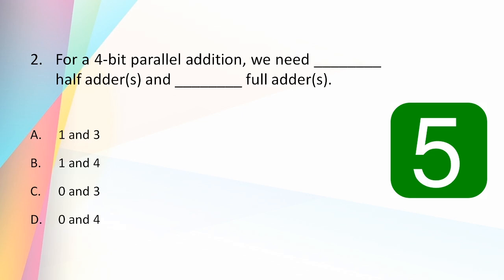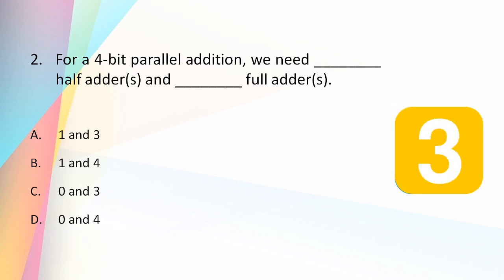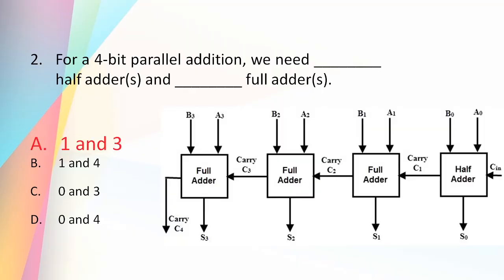For a 4-bit parallel addition, we need dash half adders and dash full adders. 1 and 3, 1 and 4, 0 and 3, 0 and 4. And the answer is 1 and 3. So basically a 4-bit parallel addition will require 4 adders, of which the lowest adder can be a half adder because there is no carry in from the previous stage. So it needs to add only the 2 bits. So it can be a half adder and the remaining 3 must be full adders which can add the carry as well.